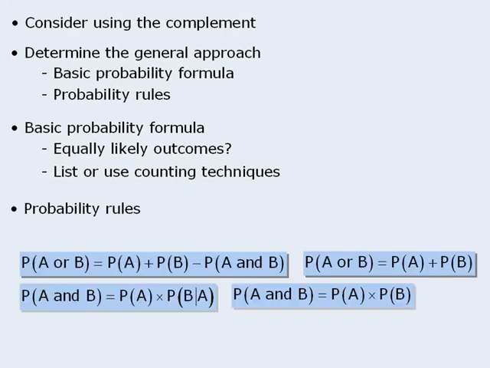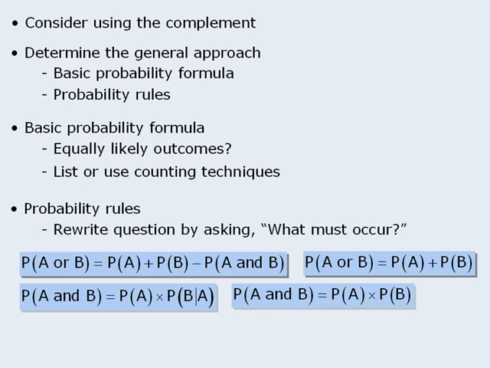If you decide to use one or more of the probability rules, try to rewrite the question by asking what must occur in order to achieve the target outcome. Rewriting the question will often help you determine whether you need to use AND probabilities or OR probabilities.